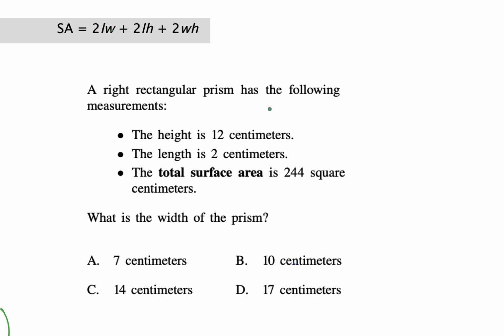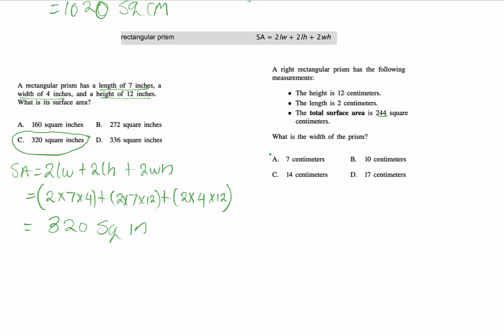A right rectangular prism has the following measurements. The height is 12 centimeters. The length is 2 centimeters. They tell us the total surface area is 24 square centimeters. And they say, well, what is the width of the prism? So I'm going to show you two methods to solve this. One method is, as always, I start off with my formula.